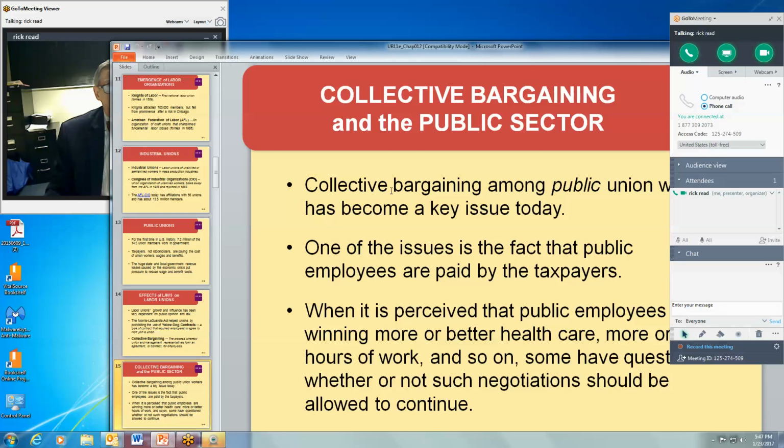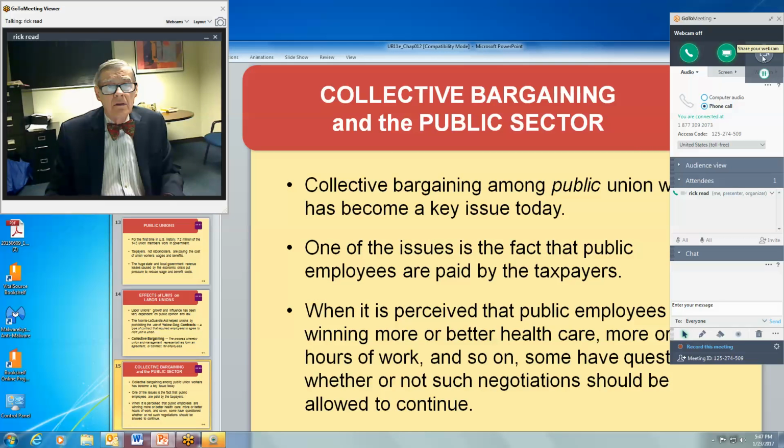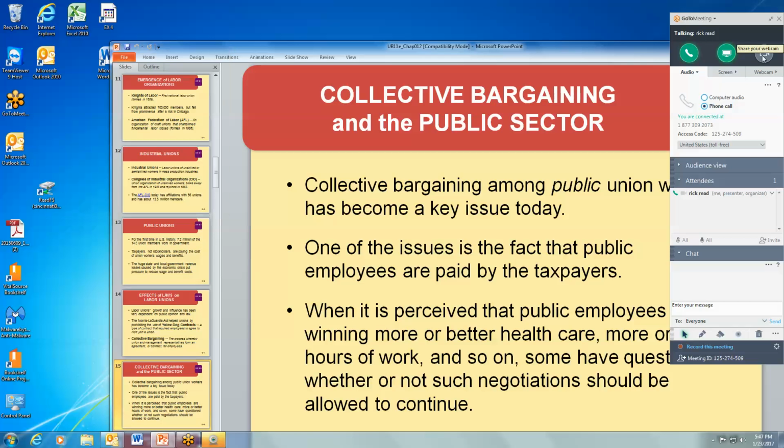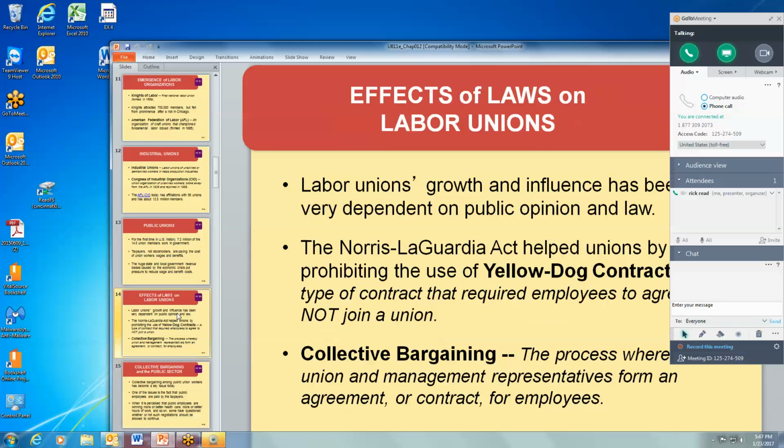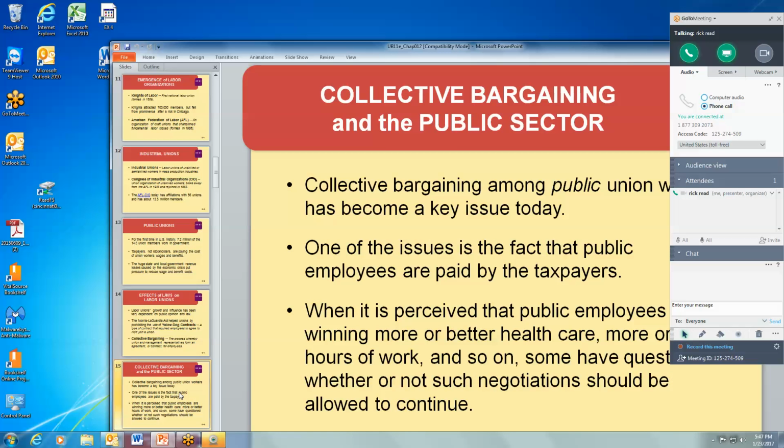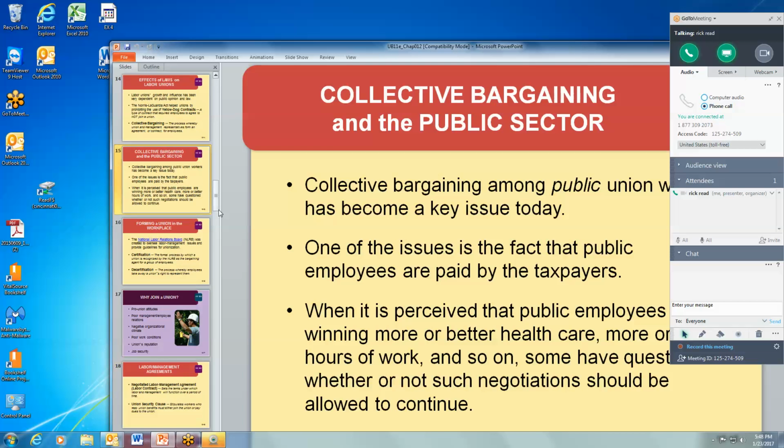Unions are into collective bargaining, and that is a huge issue. That's collective bargaining in the public sector. And that's still a contentious issue. You have to pay attention to that.